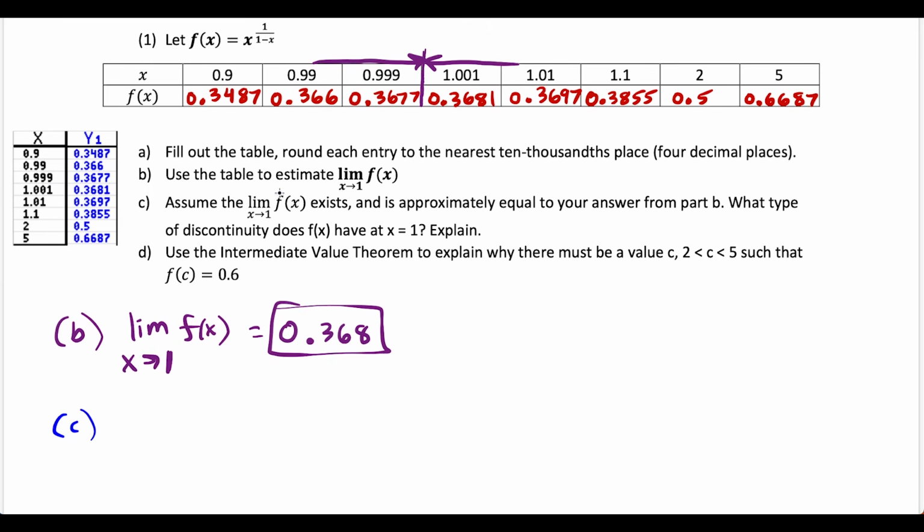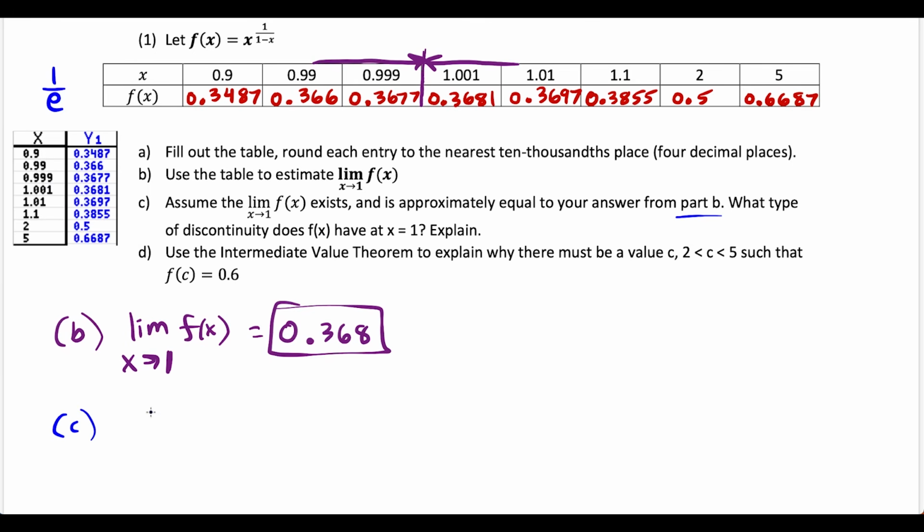If we had to find the actual limit by hand, that limit would work out to 1 over e, but we would have to use techniques outside of unit 1. We would have to use the technique of L'Hopital's rule. But for now, we're just going to assume the limit does exist, and it's approximately equal to our answer from part B. So then what type of discontinuity do we have for f of x at x equals 1? And we have to explain.